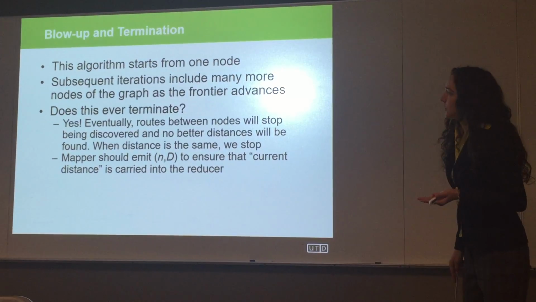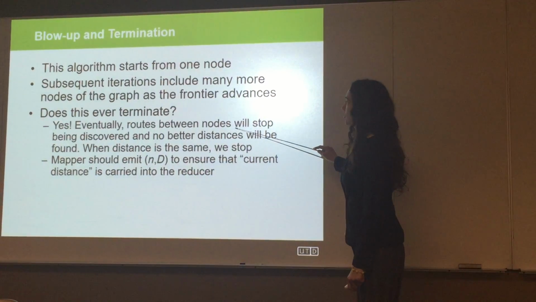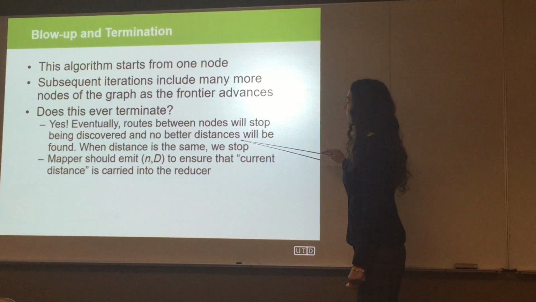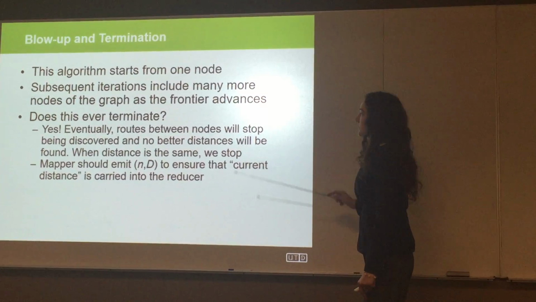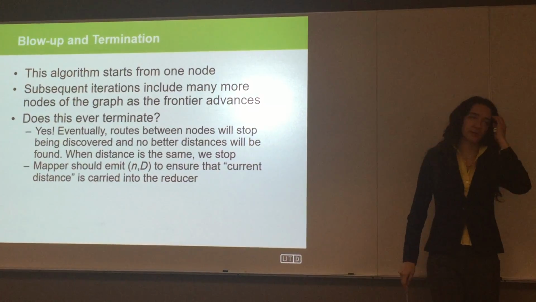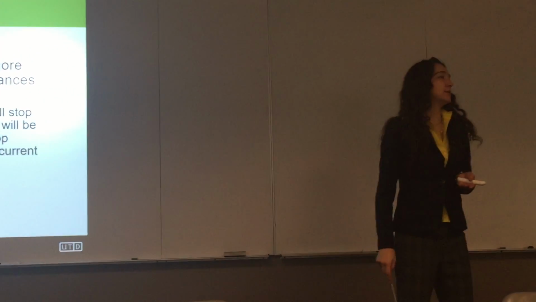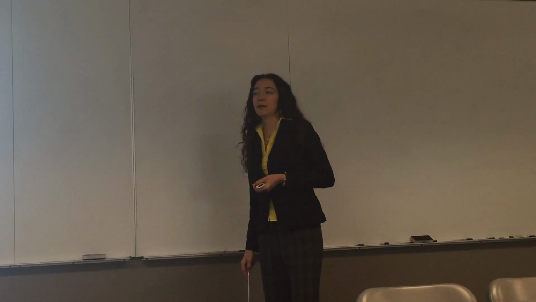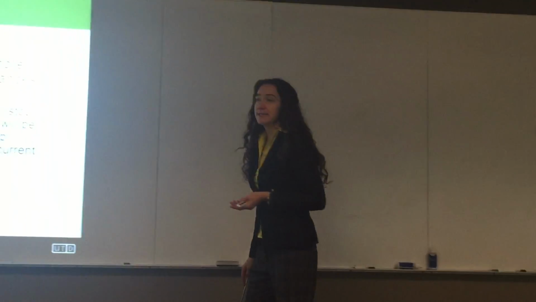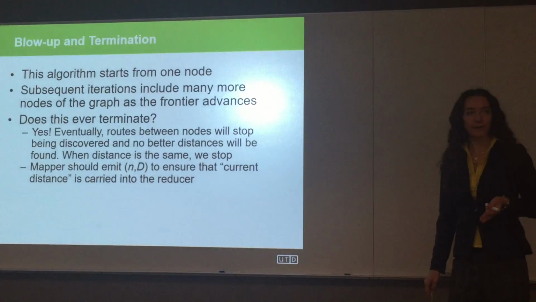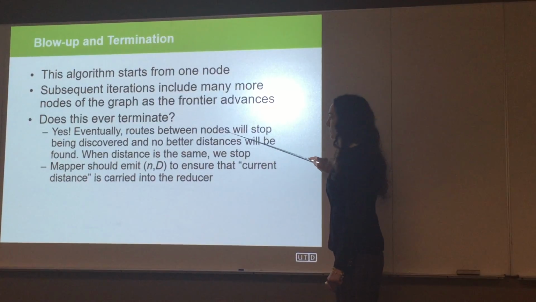When are we going to finish? Eventually, the routes between the nodes will stop being discovered, and there will be no better distances found. When the distances no longer change, we will stop. So each node might get updated distances in case something happens. Let's say one of them is no longer there, or the distance changed because one is no longer there. And if that's not the case, then the distances will no longer be updated.